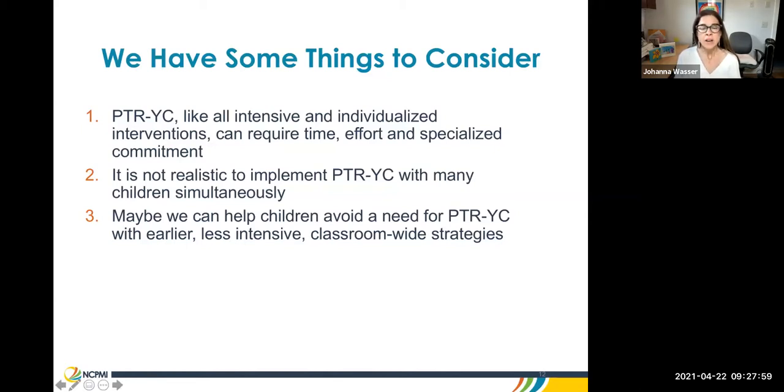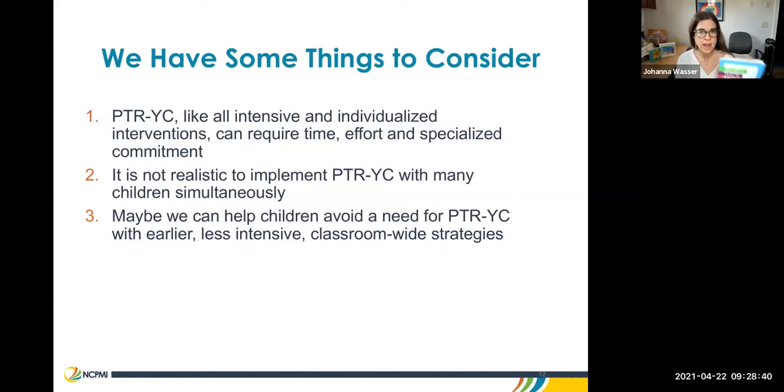So we have some things to consider when we move through a PTR-YC process, right? Like all interventions, especially intensive individualized interventions, it requires time, effort, and a specialized commitment. So you really need to be committed to the process, and that's everybody on the team. We see discrepancy and or some lack of fidelity when the team's not all on the same page. And for that reason, this process is a team approach.